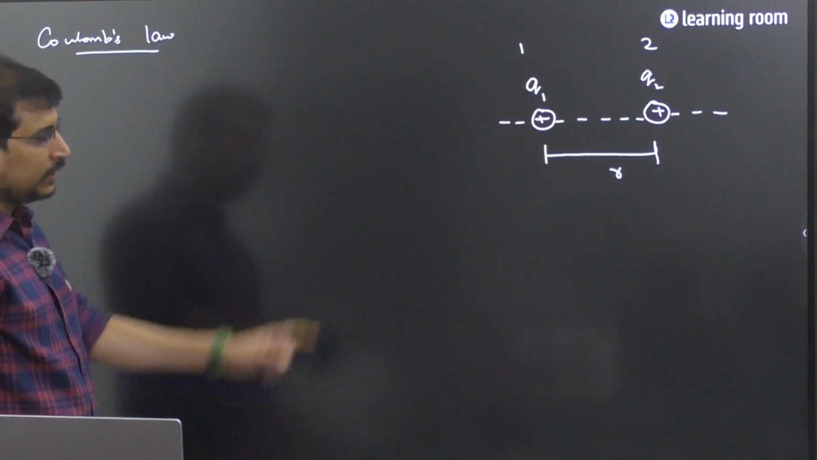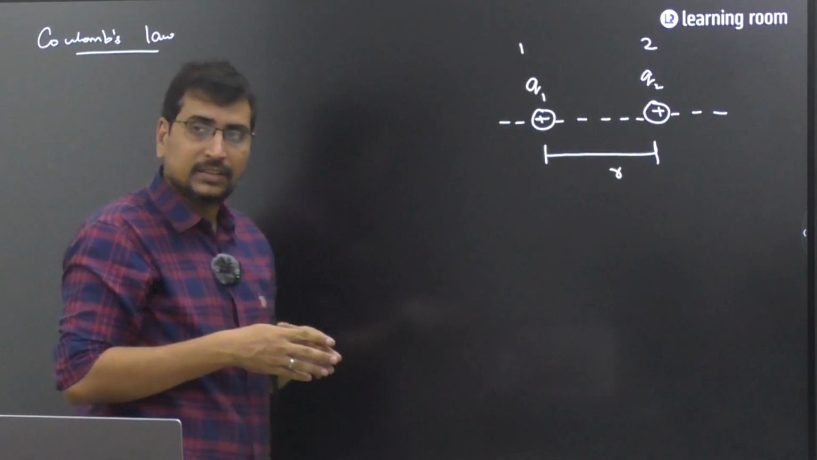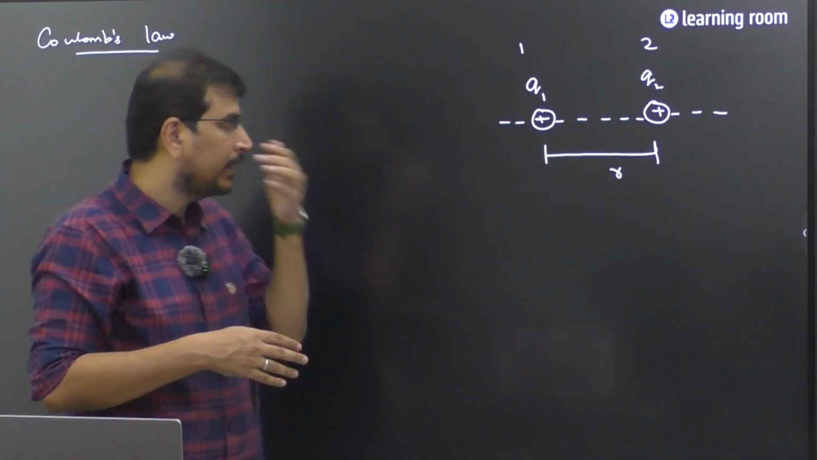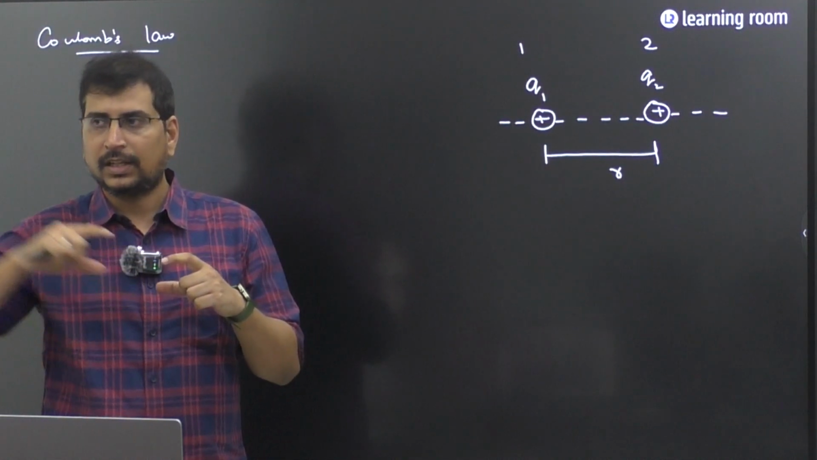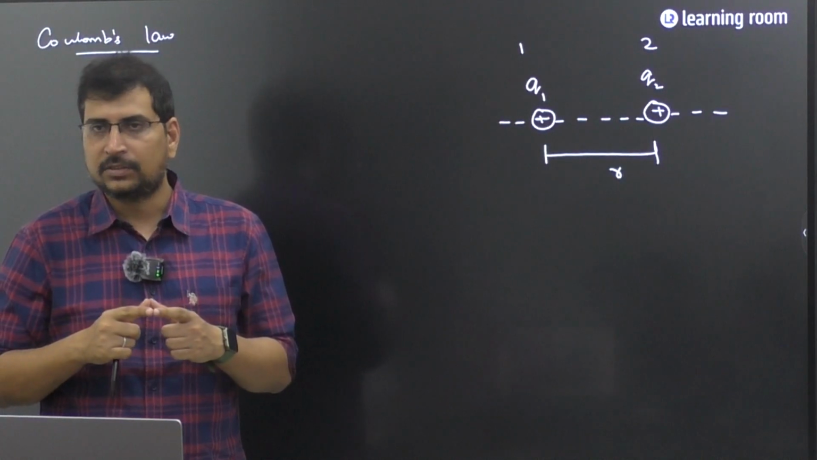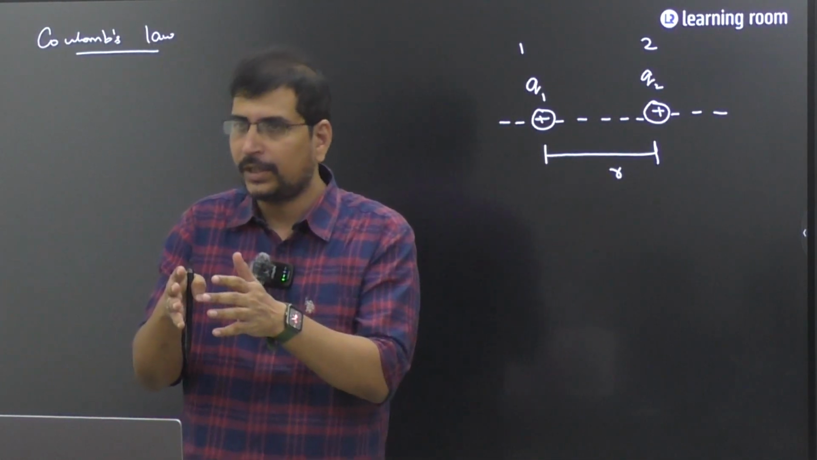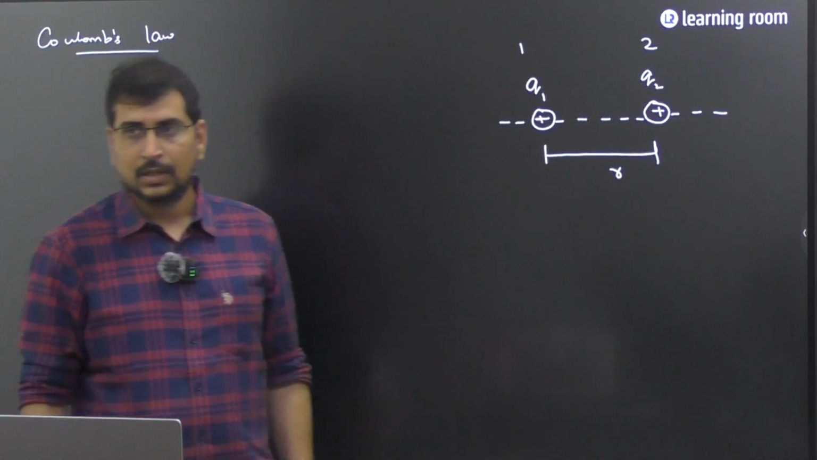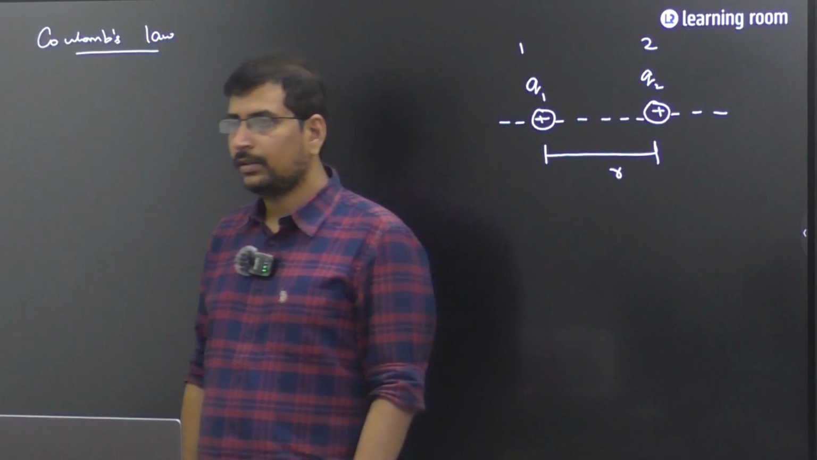In this scenario, can I say there will be a force of repulsion acting because both are like charges? Repulsion and attraction are other terms for push or pull. Repulsive means pushing away, attractive means pulling towards each other. So in this case, repulsion is going to happen. Now the next question is, force is a vector quantity.